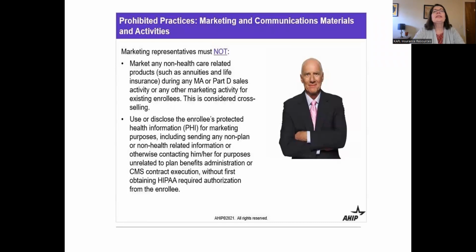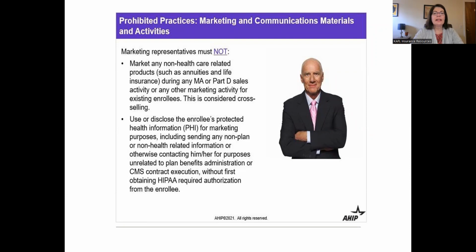So, prohibited practices, marketing and communication materials and activities. Again, there's a lot that you can't do, but there is a lot that you can do. You can't in a meeting talk about or market anything that's not health related, like annuities or life insurance. Again, that's what the scope is for. It's what you've agreed to. So you can't cross sell.